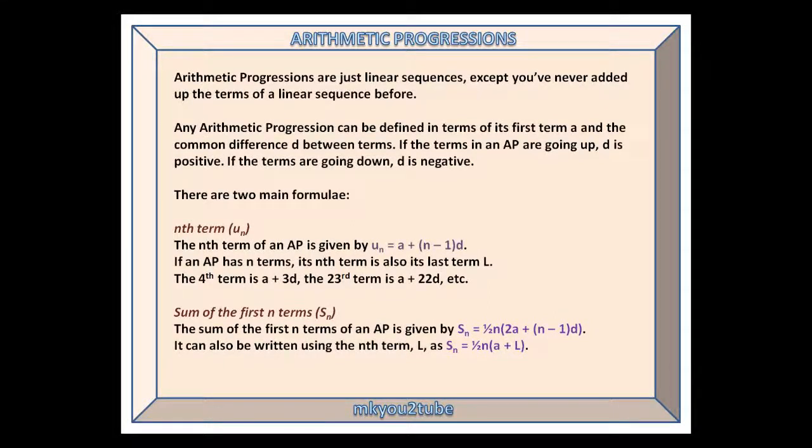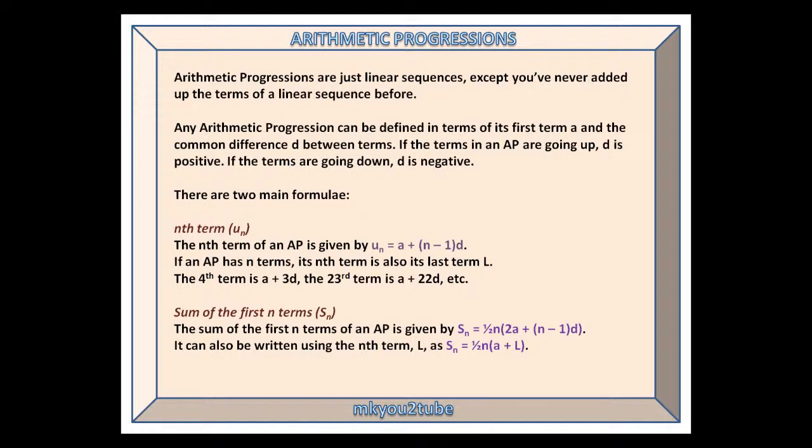Arithmetic progressions are just linear sequences, except you've never added up the terms of a linear sequence before. Any arithmetic progression can be defined in terms of its first term a and the common difference d between terms. If the terms in an AP are going up, d is positive. If the terms are going down, d is negative. There are two main formulae, for the nth term and for the sum of the first n terms.